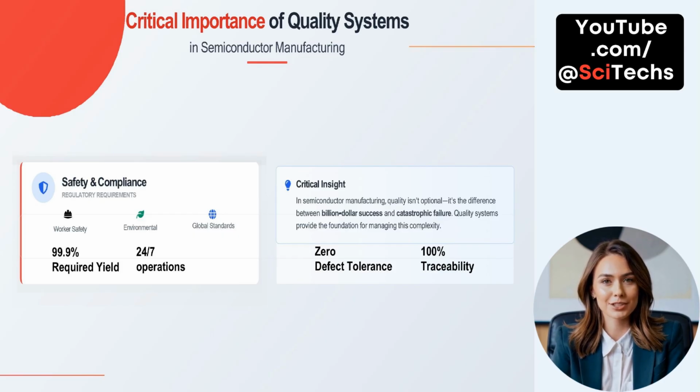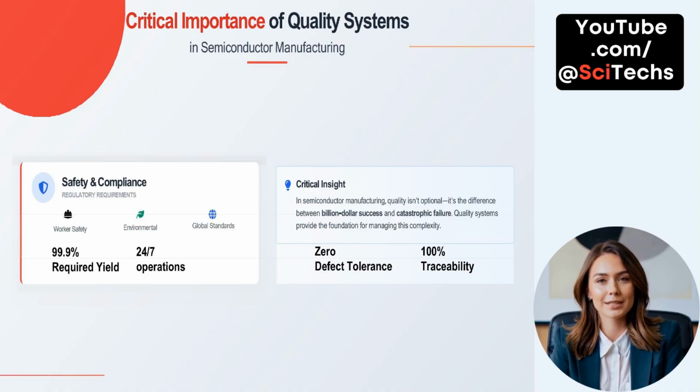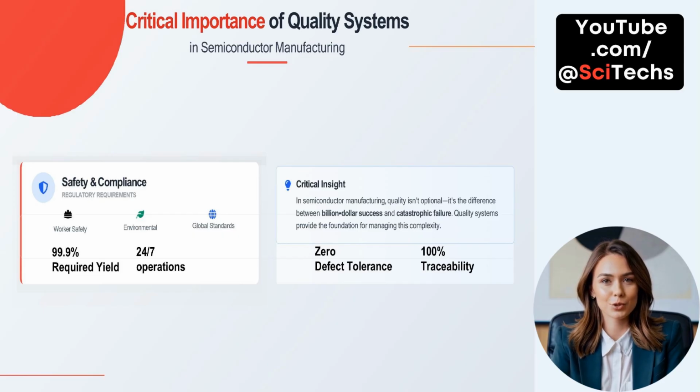Meeting these expectations is only possible through a robust quality system that tracks, verifies, and controls every process in real time. There is zero tolerance for defects. Even a single faulty chip can jeopardize entire product batches or customer relationships. To manage this, quality systems ensure 100% traceability, allowing teams to identify the exact point of failure and prevent recurrence.